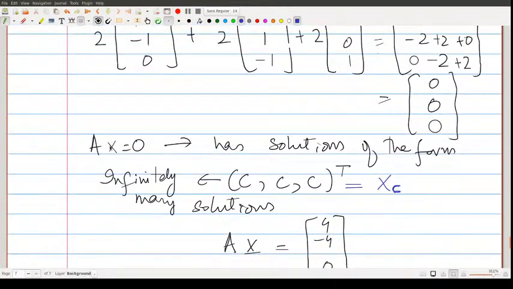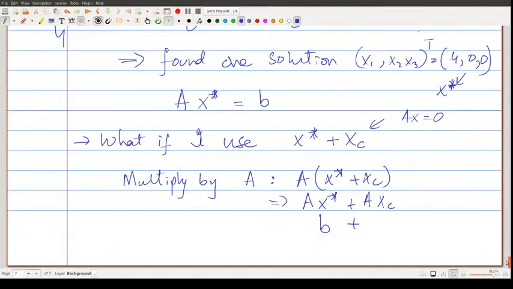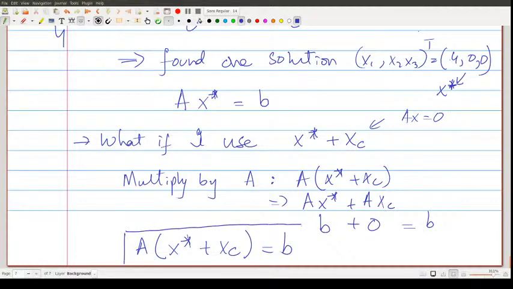because this is a solution to this problem, right? If xc is a solution to this problem, then when I plug this back into this, I get 0. So A xc is equal to 0, which means this gives me b. Now let me write that together, that A(x star plus xc) is equal to b. And immediately notice that what you've gotten are more solutions to Ax = b. These are more solutions, another solution to Ax = b.